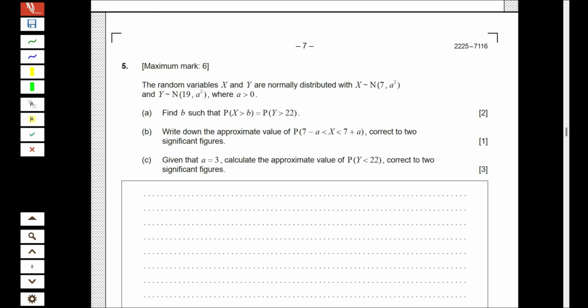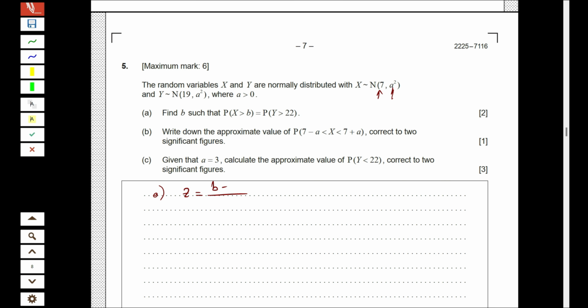The random variables x and y are normally distributed. Find b such that the probability of x greater than b equals the probability of y greater than 22. There's a formula in your formula booklet. You can check it over there. The z-score. It is the number in here, for example, b minus the mean, because for the normal distribution, in parentheses it's written the mean and standard deviation, right? So the first one is the mean.